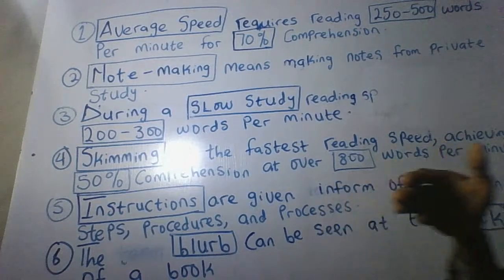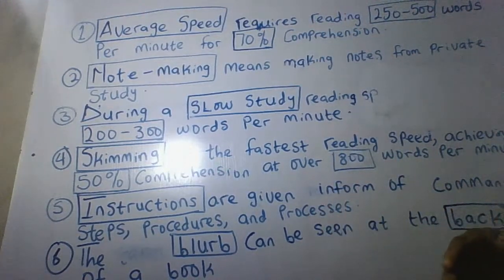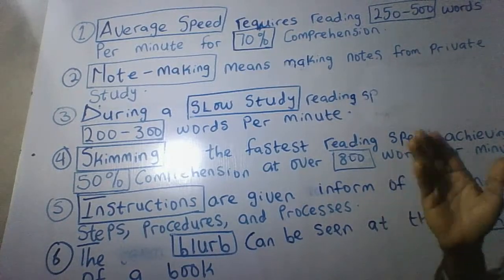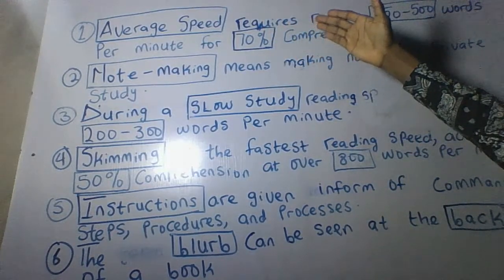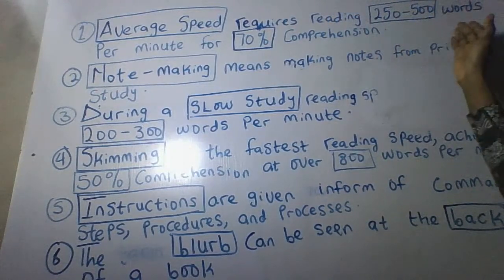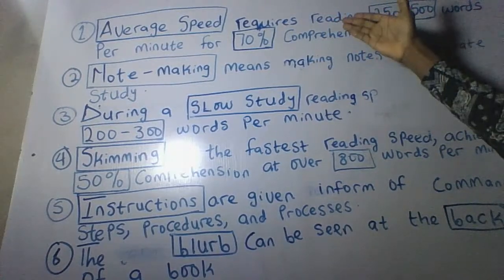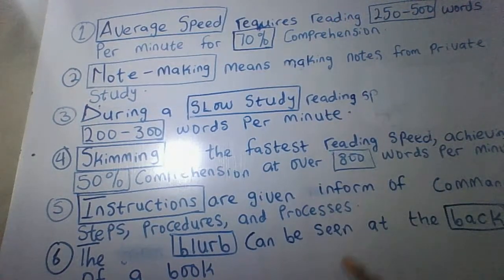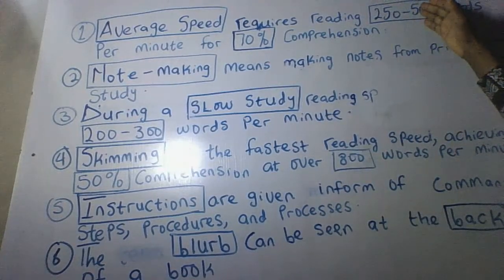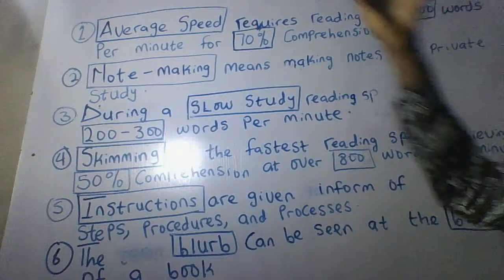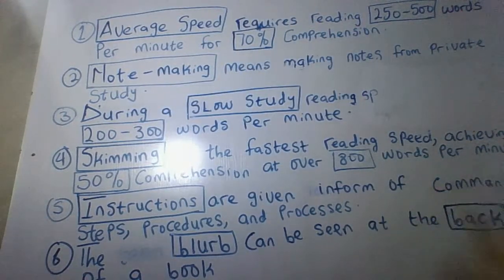In fact, they might bring this question like this. Average speed requires dashboards. Now listen. Average speed requires reading dashboards. Now, they might not give you options. Option A, 210. Option B, 380. Option C, 800. Option D, 900.